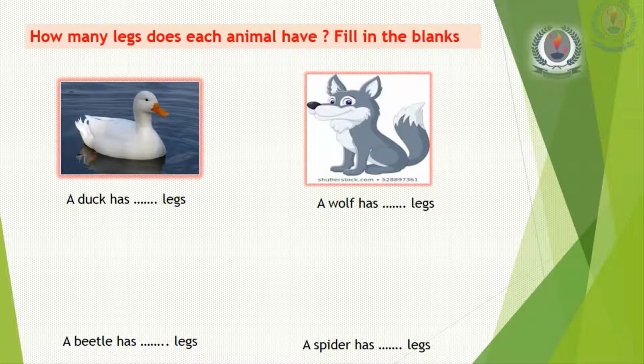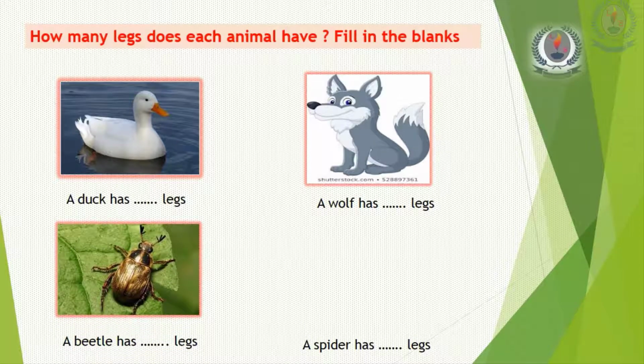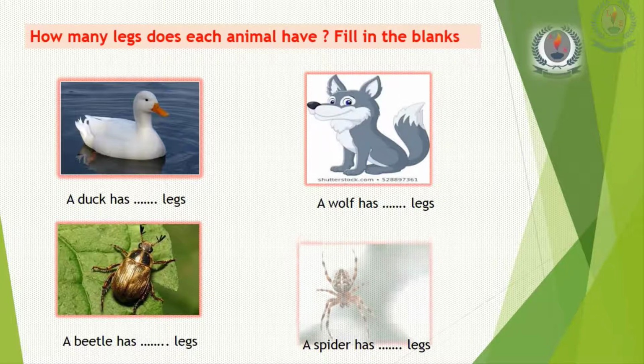The second picture, you can see a wolf. A wolf has how many legs? 4 legs. A wolf has 4 legs. Third picture, you can see a beetle. A beetle has how many legs? A beetle has, yes, 6 legs. A beetle has 6 legs.